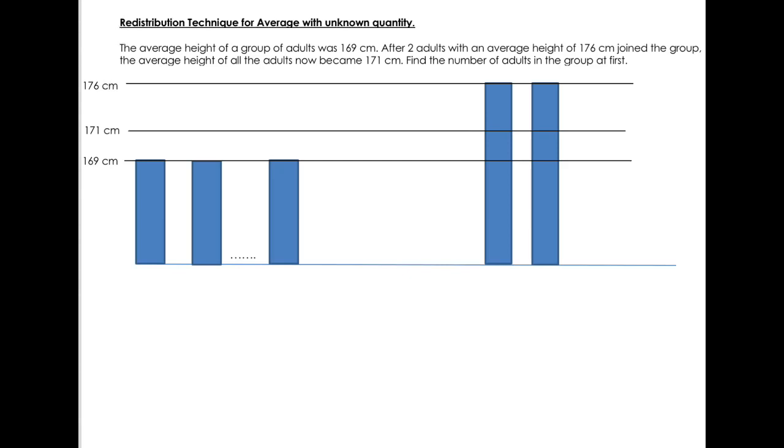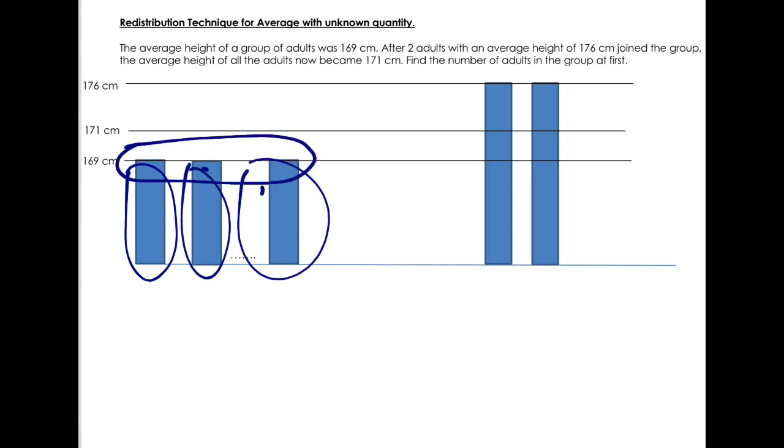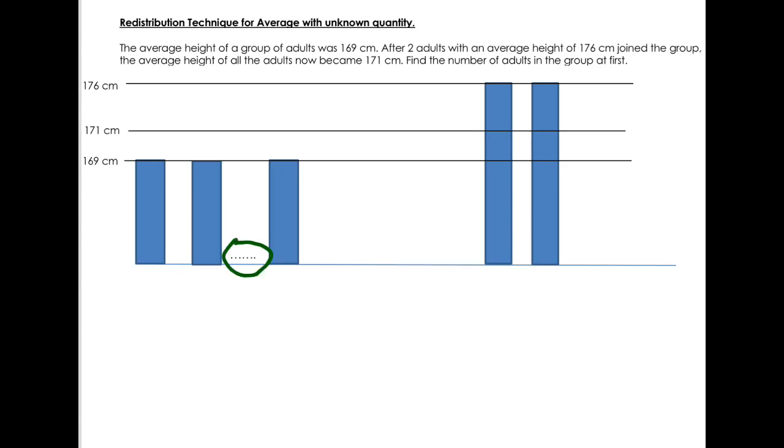So I will draw adults with an average height of 169 centimeters here. These adults, each of them may not be 169 centimeters tall, but on average they are all 169 centimeters tall. Okay, so I can draw them all just having 169 centimeters tall. I draw a dot here because there's not just 3 adults here, there's many of them, which I don't know how many of them are there. I'm supposed to find out.